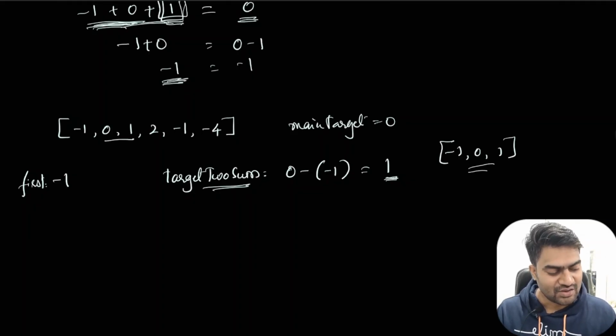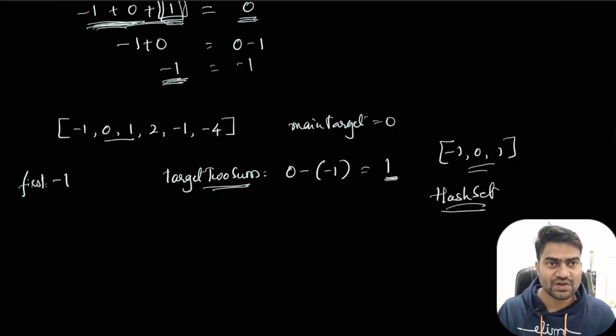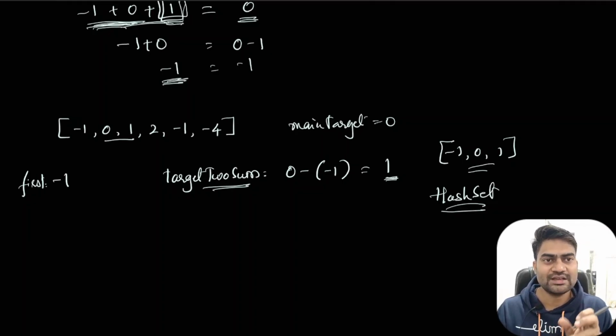So now we will use the better approach from the two-sum problem, which uses a hash set to solve this particular problem. But in the two-sum problem, whenever we found any two values, we stopped there and returned the indexes. But here that is not the case. We will have to scan all the available triplets.